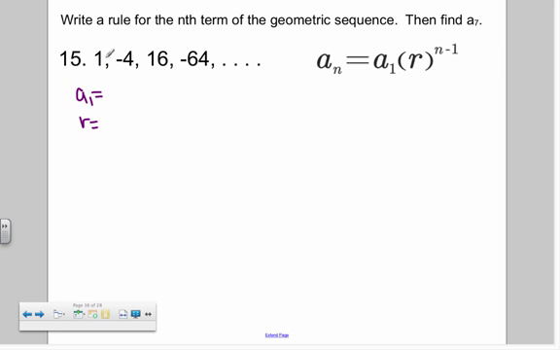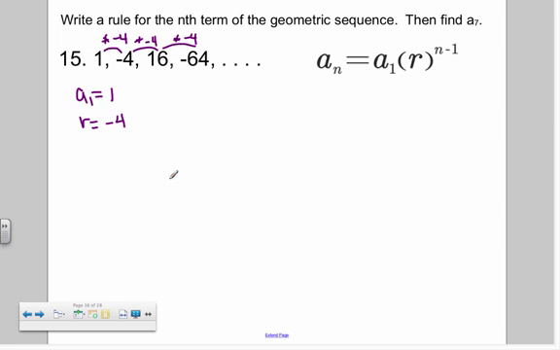My first term is easy. It's 1. Just take that first term and write it down. The ratio, again, I have to figure out what I am multiplying by to get from one number to the next. Here I multiply by negative 4. To get from negative 4 to positive 16, I also multiply by negative 4. And to get from positive 16 to negative 64, I'm also multiplying by negative 4. So our ratio is negative 4.